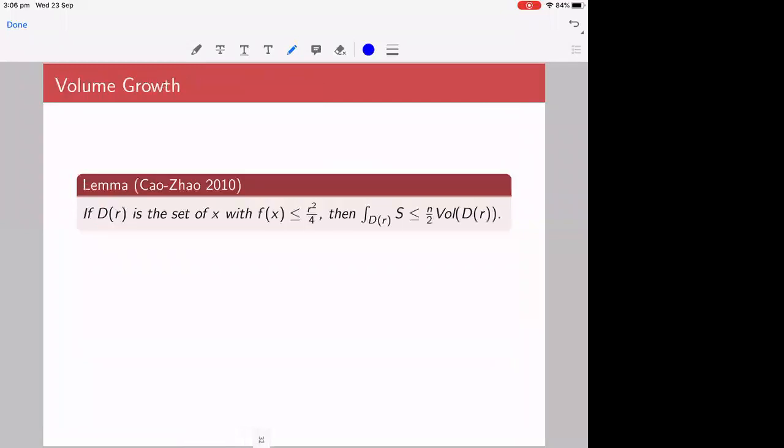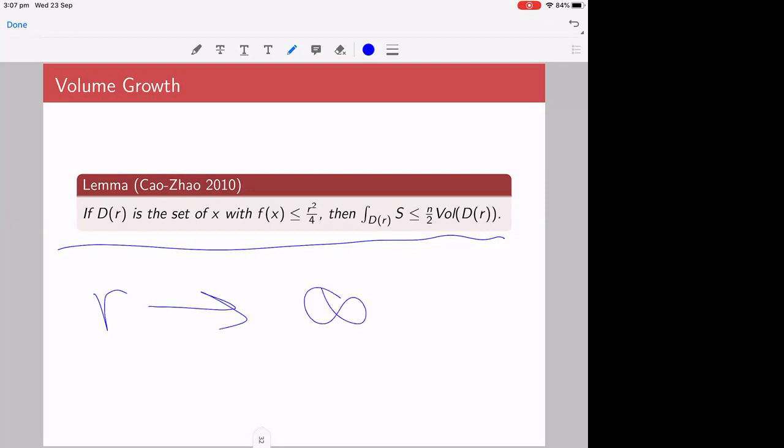Another piece of asymptotic information that we're going to find quite useful is this particular lemma here, which tells us about how the integral of the scalar curvature behaves, especially when compared to the volume of certain sets. The set that we're particularly interested in consists of all points such that the value of f of x is bounded by r squared on 4, where r is some parameter. And if you've seen these kinds of proofs before, the idea is that in the proof of the Munteanu-Wang result, we're going to send r to infinity, use this result, and hopefully get some contradictions there.